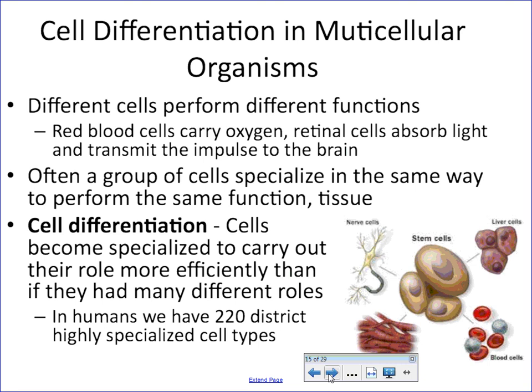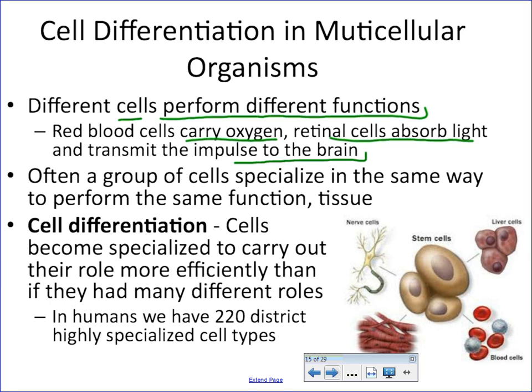So within multicellular organisms, since you have different cells performing different roles, cells need to differentiate from each other to carry out those specific roles. So when we talk about cell differentiation, we're talking about the fact that cells do perform these different functions. So for example, red blood cells will carry oxygen, retinal cells will absorb light and then transmit those impulses to the brain.